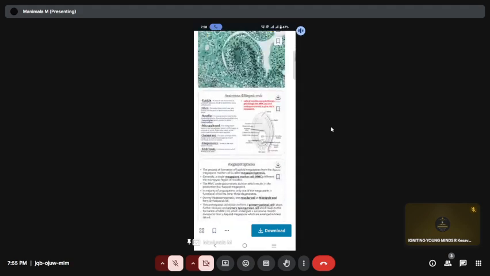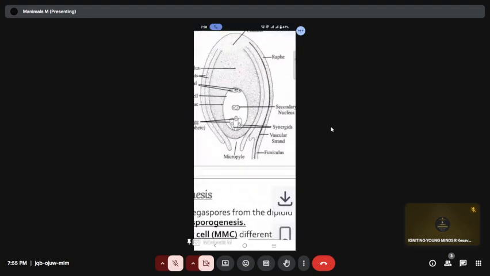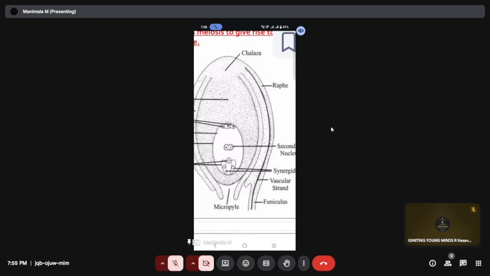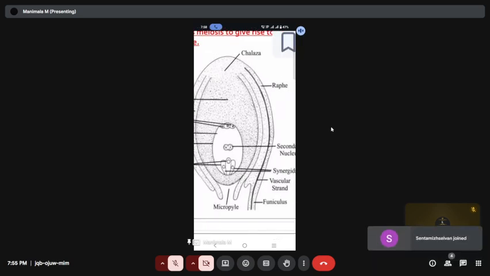In an inverted ovule, see this, this is the condition of an inverted ovule. What happened? The funiculus fuses with the main body of the ovule and forms a small ridge, a small part, which is called raphe.